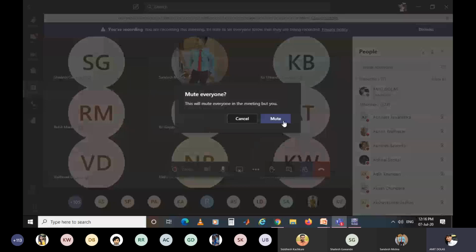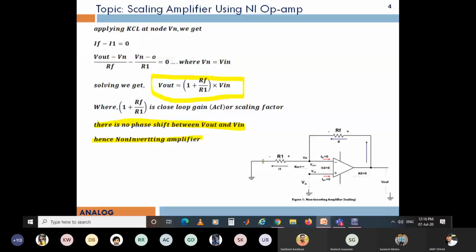Okay, I shall move further. So it is a simple example. Non-inverting amplifier having single input and feedback components, so that the required closed loop gain or scaling factor may be achieved by choosing proper value of component. So next PPT, I have one numerical.